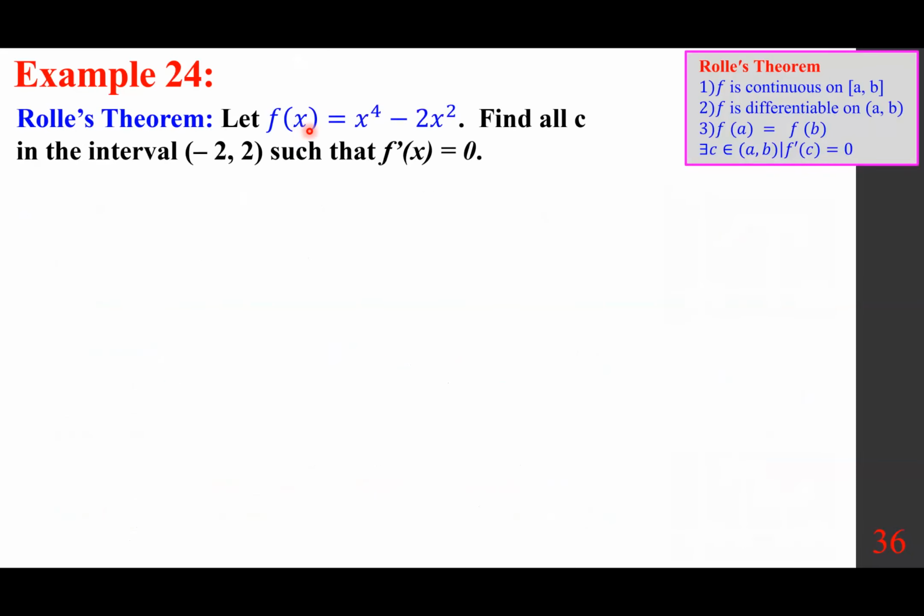So let f of x equals x to the power of 4 minus 2x squared. Find all c in the interval of -2 to 2 such that f prime of c equals 0. Reminding you that Rolle's theorem has three hypotheses. F must be continuous in the closed interval of a to b, differentiable in the open interval. The endpoints must result in the same functional value, f of a must be equal to f of b. In that case, there is a c, an element of (a, b), such that f prime of c equals 0. That's very straightforward, everybody.